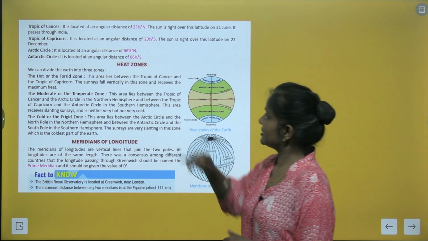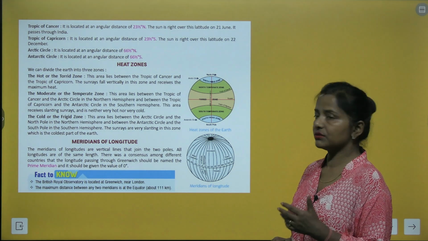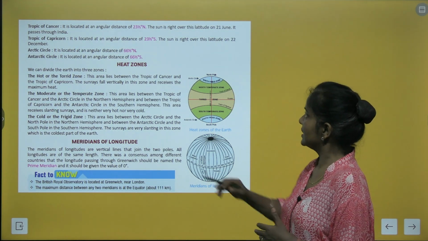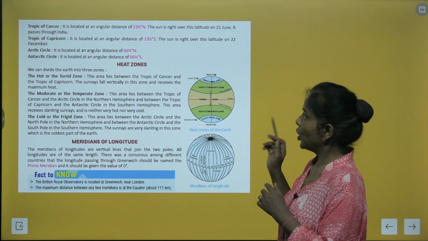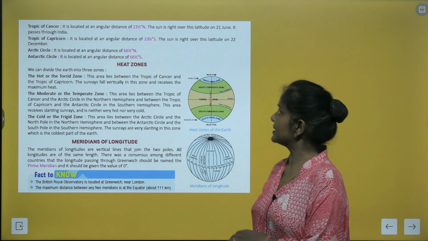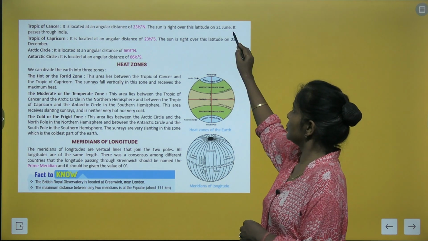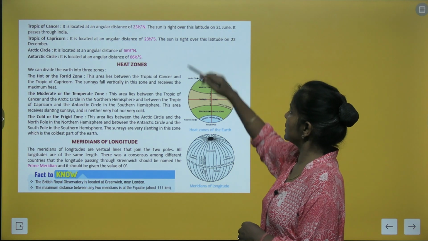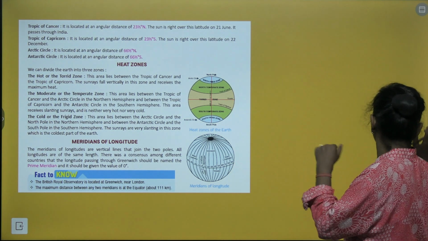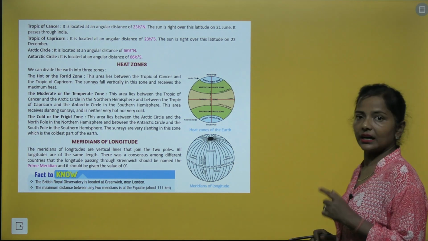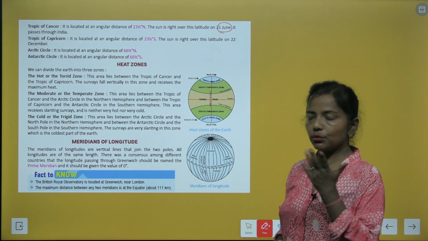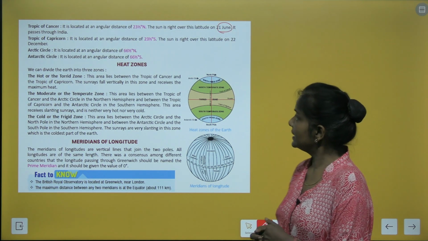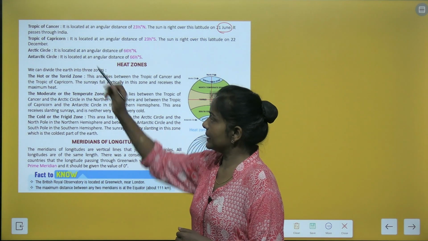Now Tropic of Cancer. It is located at an angular distance of 23.5 degree north. The sun is right over this latitude on 21st June. और इस latitude पे Tropic of Cancer जो है उस पे जो sun होता है बिल्कुल टॉप उसके ऊपर होता है, right over this latitude. कब? 21st June. It passes through India. Right?